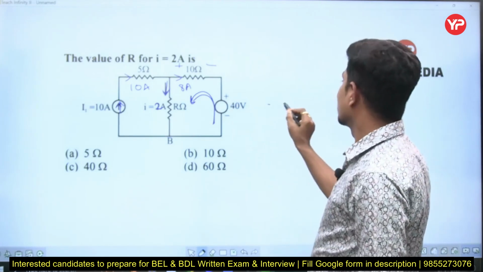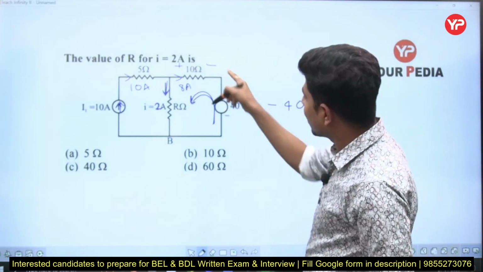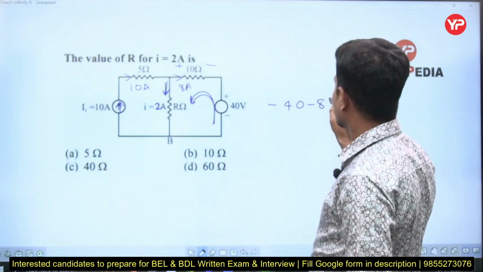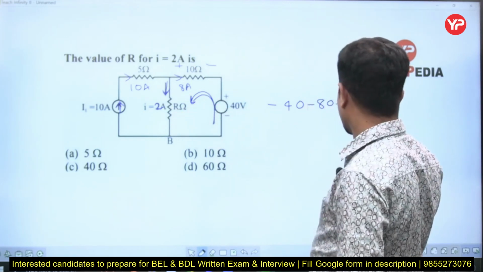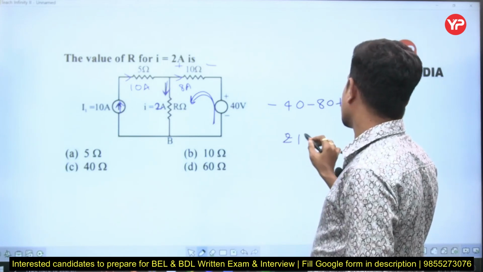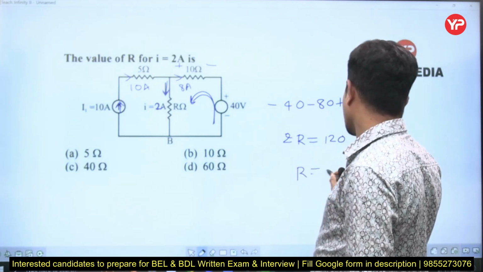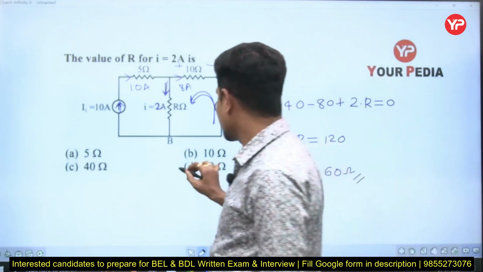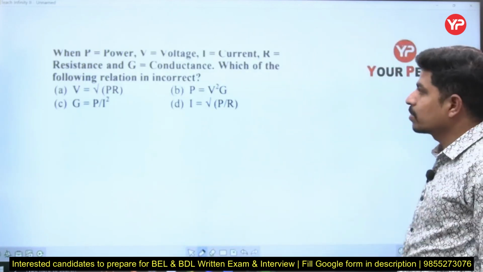I am starting at this minus, therefore minus 40. This is 8 amperes, this is 10, and I am moving this way for writing KVL. How much is it? Minus 80 plus 2 amperes is the current, R ohms is the resistance, that is equal to 0. So 2R is equal to 120. Therefore R is equal to 60 ohms. Clear? Next question please.